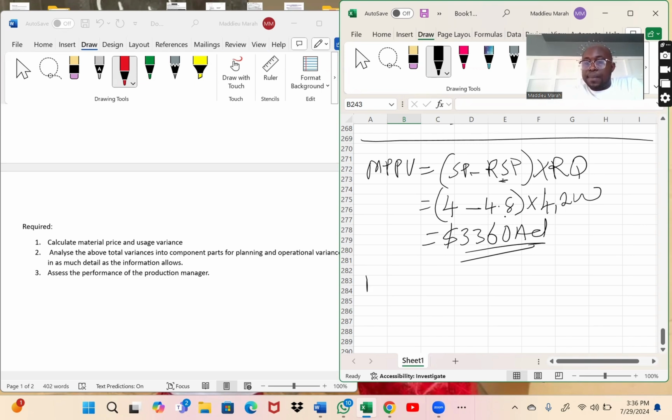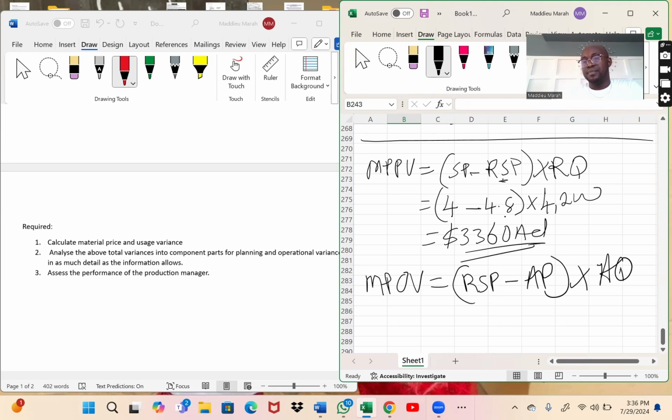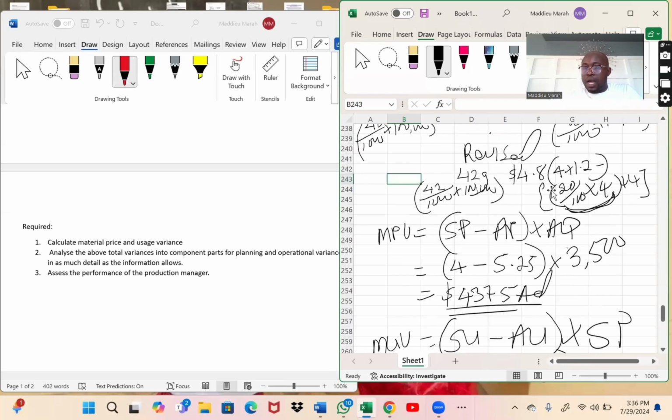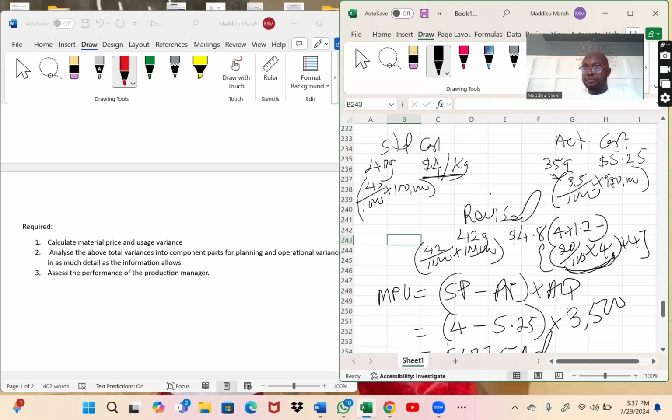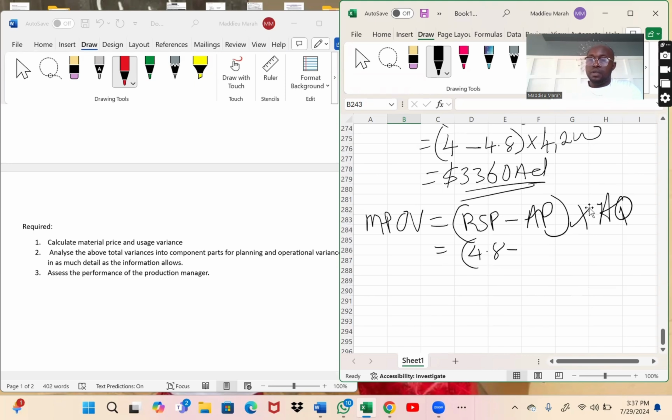So now we will take material price operational variance. Operational variance, now we compare the revised standard price minus the actual price multiplied by what? Perfect. Actual quantity. Okay. So now what is our revised standard price? Revised standard price 4.8 minus what's our actual price? Actual price, let's confirm. Actual price remains how much? 5.25. Okay, thank you.